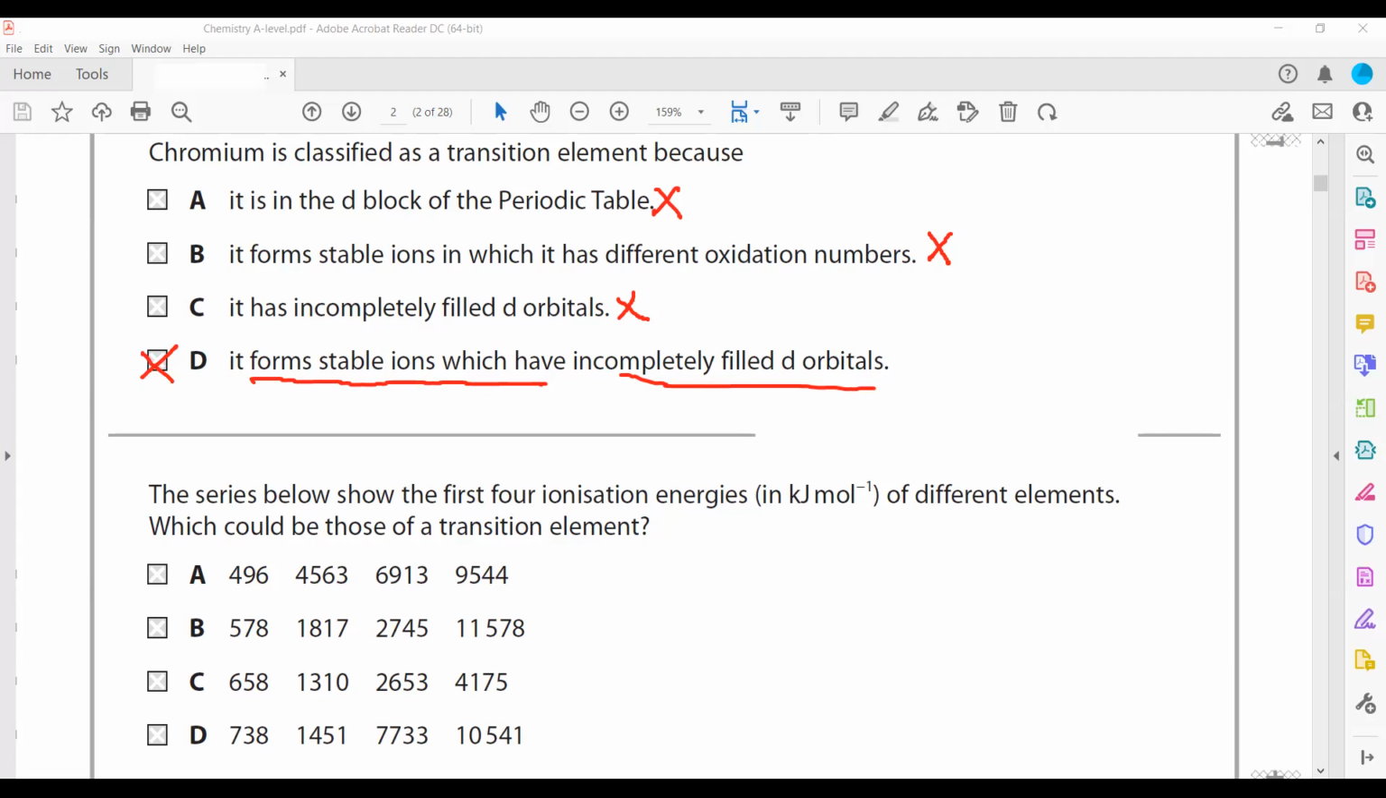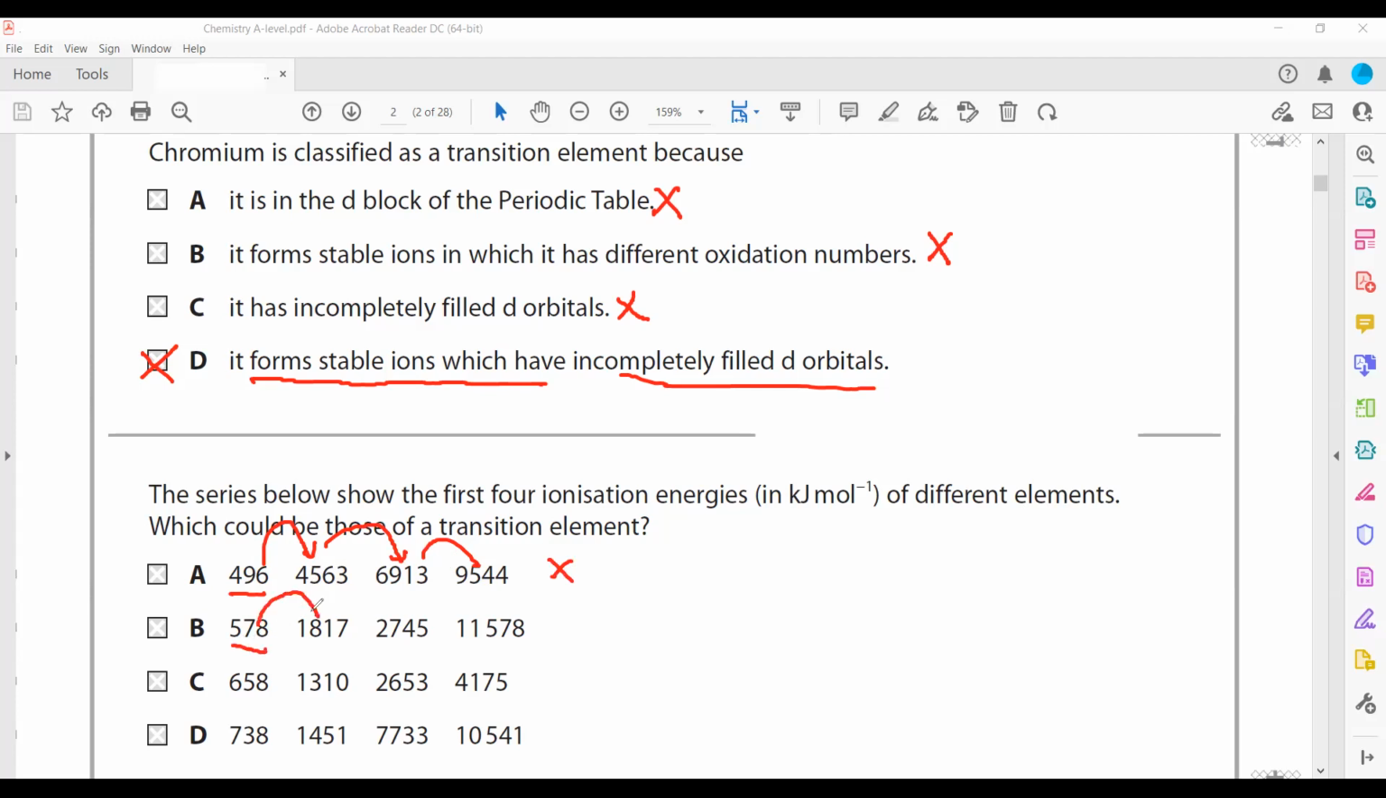Then the next question, it's about a series that shows the first four ionization energies of different elements, which could be those of transition elements. For transition elements, their successive ionization energies across the period are comparable. Comparable means they change approximately with the same ratio. This is 496, it becomes 4000, then 6900. So this is a big jump, big changes there. So that is why it's not correct.